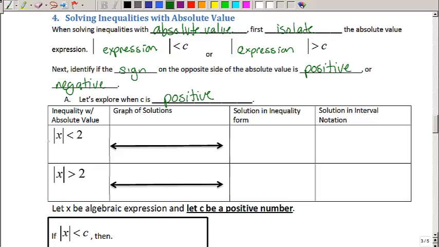First, let's look at this inequality. The absolute value of x is less than 2. Now, I know you don't know what the answer is to that right now, but I want you to just kind of think about it in your head. Let's graph the solutions that we do know. Let's label our axes.